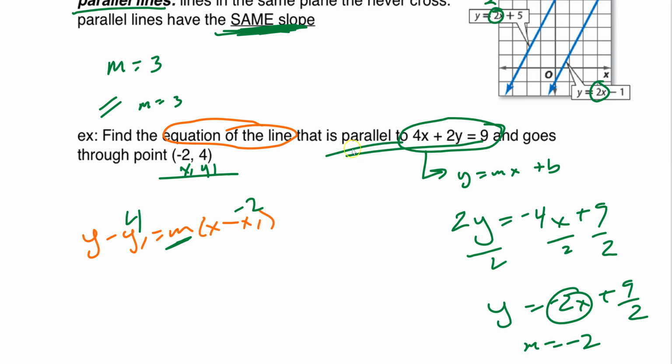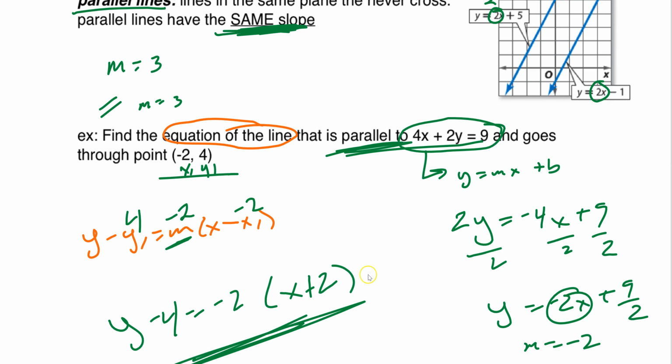And since it's parallel, that means we're using the same slope, so I'm going to use negative 2 here also. So I get y minus 4 equals negative 2, double negatives, (x plus 2). And again, it didn't say anything about putting this in any form, so I'm just going to leave it like that. That's my answer. So that's parallel lines, right? Parallel lines have the same slope. So once you find a slope, use the exact same value.